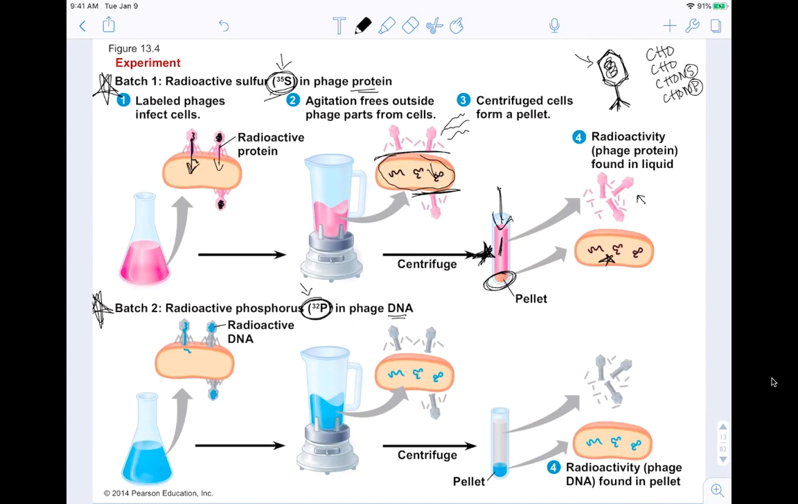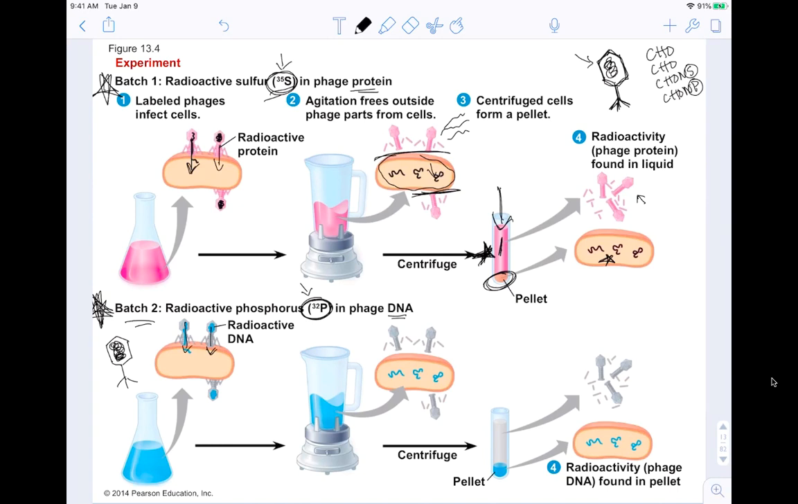So now let's look at the second batch. The second batch down here is where they used radioactively labeled phosphorus. Now, phosphorus makes up the phosphate sugar backbone in DNA. Okay, so here we have a radioactively labeled DNA. You have the same little bacteriophages, right? But this time we did not label the protein. We labeled the DNA on the inside here. So you can see that the bacteriophages are shooting their DNA inside of the cell.